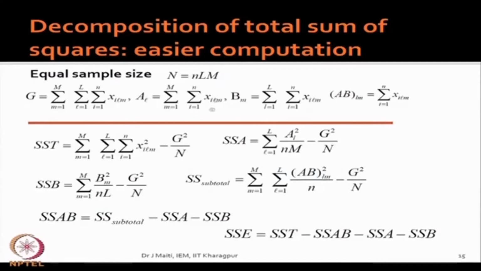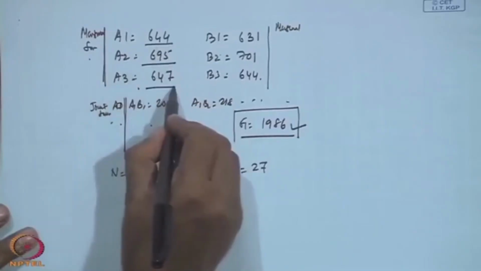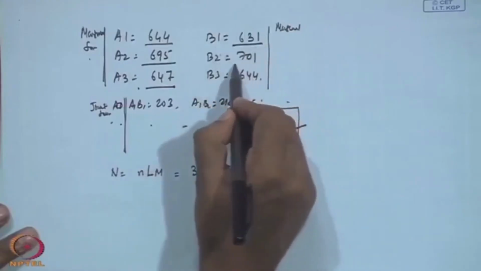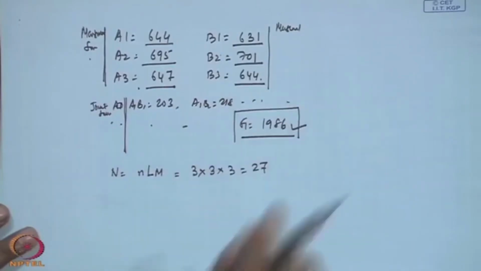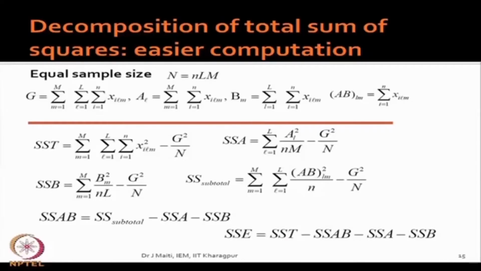Now, the grand total value we got is 1986. The A_L values you have already seen: 644, 695, 647. Then you have three values across the B_M: 631, 701, 644. And you have a larger number of values, nine, because it is a 3 cross 3 table. So for joint A, B you get nine values, and you are getting the sum of these values.